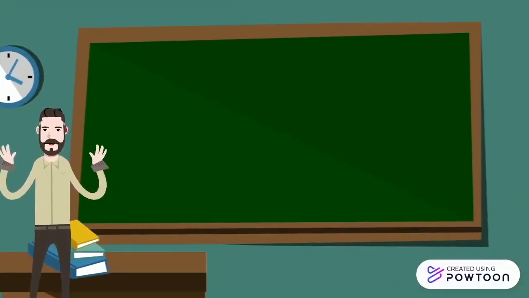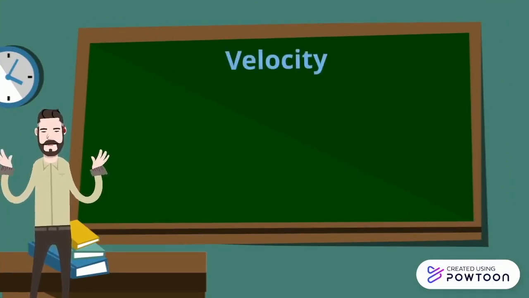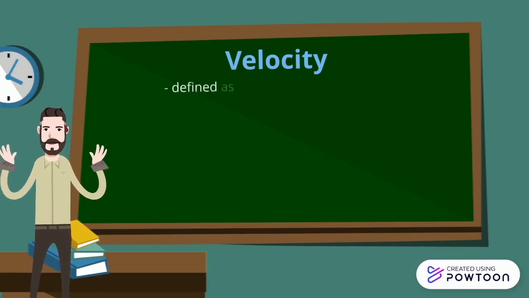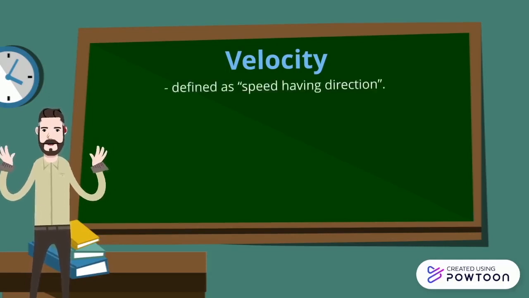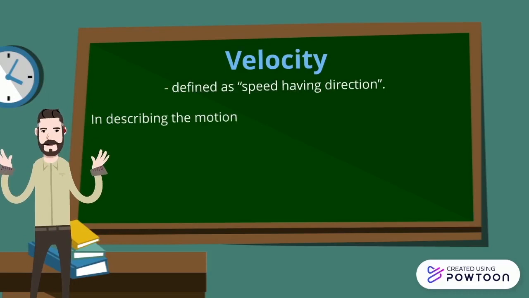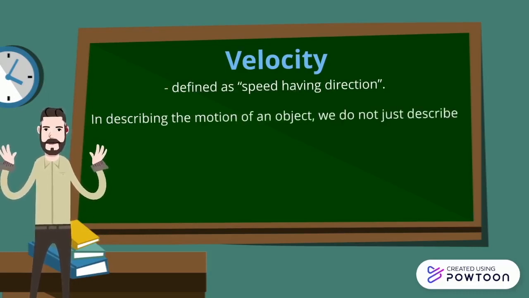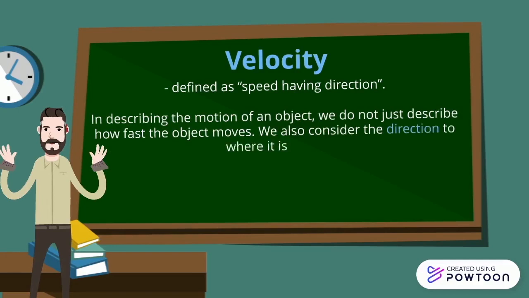Now, let us proceed to velocity. What is velocity? Velocity can be defined as a speed having direction. In describing the motion of an object, we do not just describe how fast the object moves. We also consider the direction to where it is going. Speed with direction is referred to as velocity.